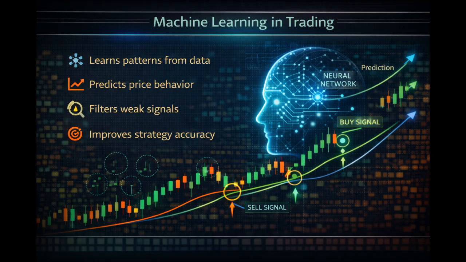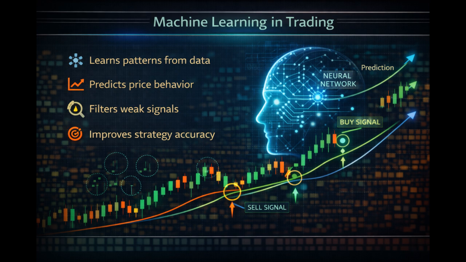Machine learning is a branch of artificial intelligence that allows computer systems to learn patterns from data and make predictions or decisions without being explicitly programmed for every scenario. In financial trading, machine learning models analyze large amounts of historical market data to identify patterns that may help predict future price movements. Financial markets generate massive datasets that include price movements, trading volume, order book data, and economic indicators.